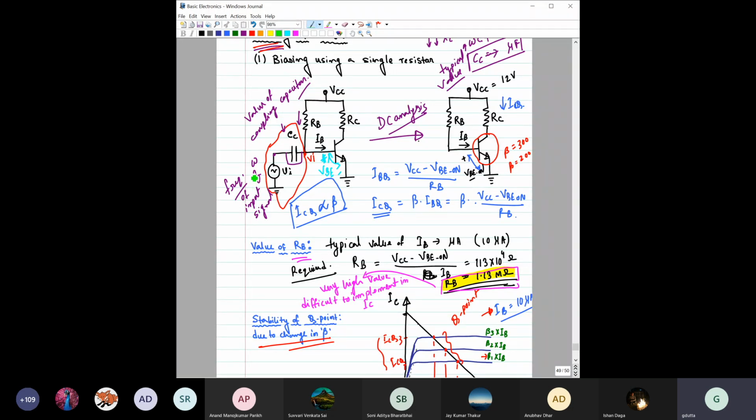What I have tried to say is that, see, this signal VI. Hello? Yes, sir, you are audible. So suppose this frequency is low. If this frequency is low, what would be the impedance offered by this capacitance? High. So if the impedance offered by this capacitance is high, then the drop across this capacitance would also be high.